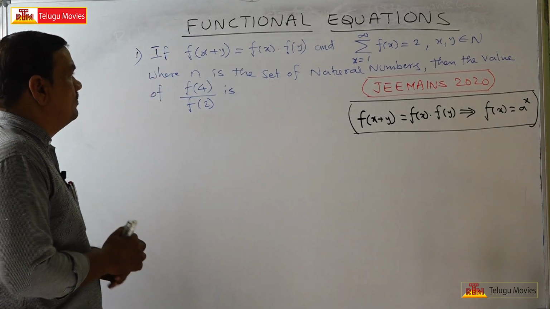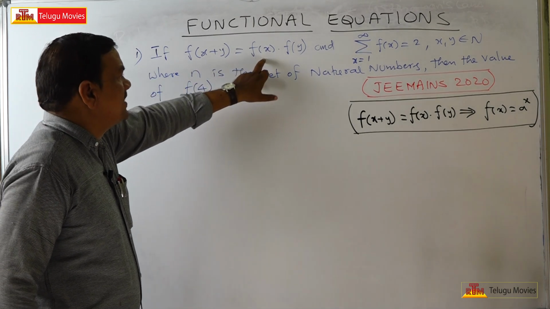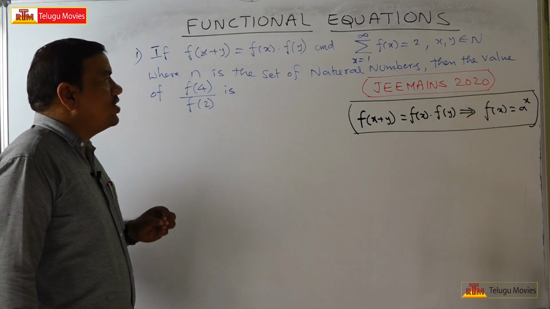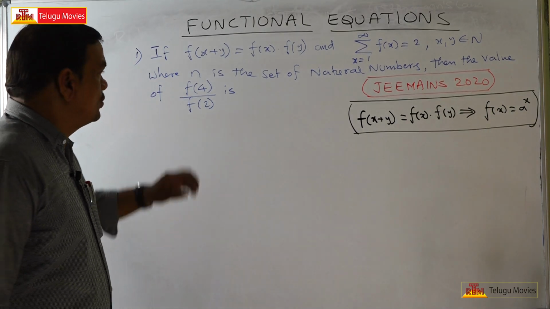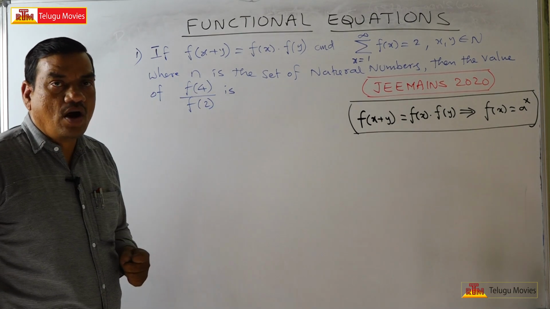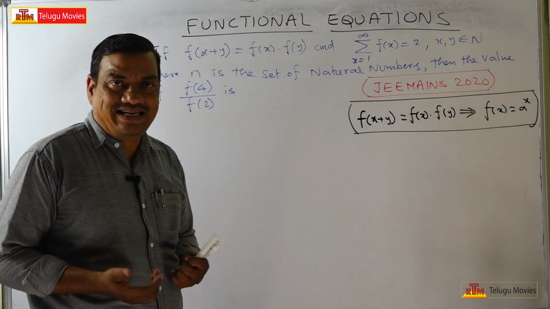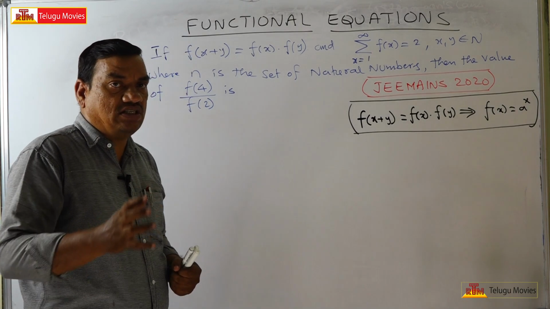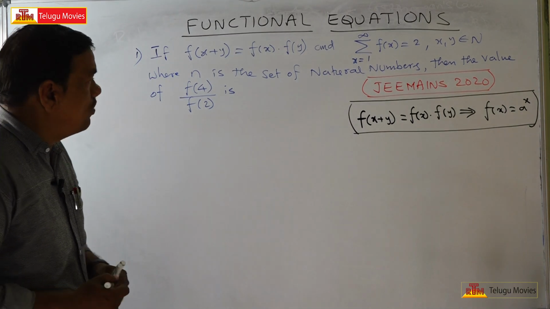See the first problem. If f of x plus y is equal to f of x times f of y, and sigma x runs from 1 to infinity f of x is equal to 2, where x and y belong to the set of natural numbers, then find the value of f of 4 upon f of 2. By seeing these problems, everybody gets tension. No need to get tension. Yesterday I gave 5 or 6 model problems, for when this type of equation is given.